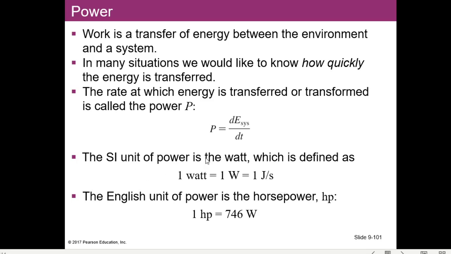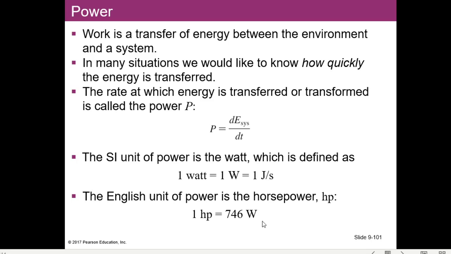This is the SI unit of power, and it's defined as a joule per second. Notice that that's correct, because if this is in watts on the left-hand side, then the numerator here must be in joules. A small amount of joules is still a joule. dE must be in joules, and dt must be in seconds. So we get joules divided by seconds, or joules per second, which is a watt.